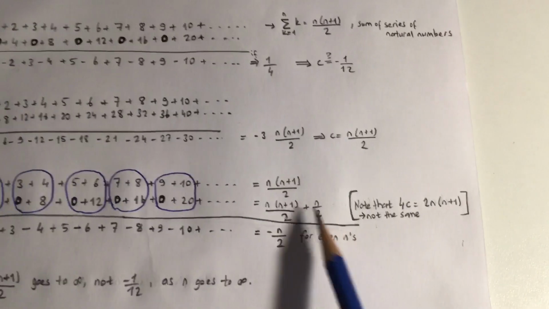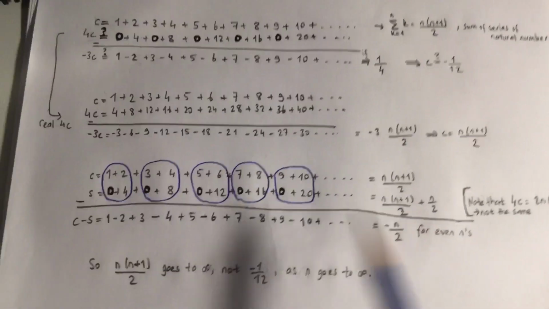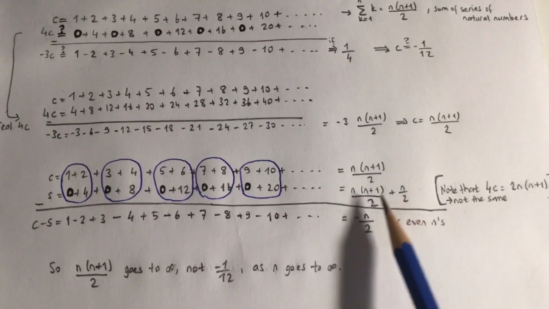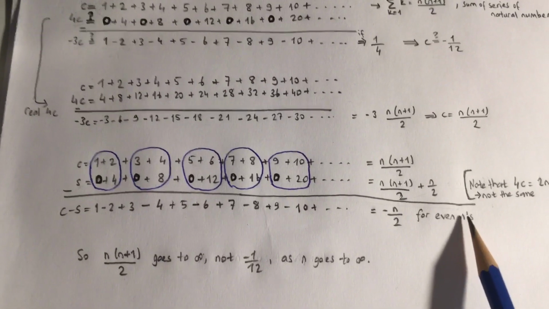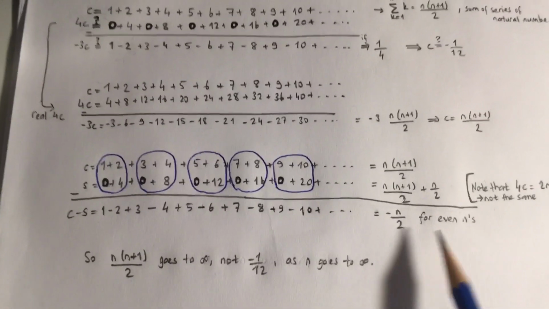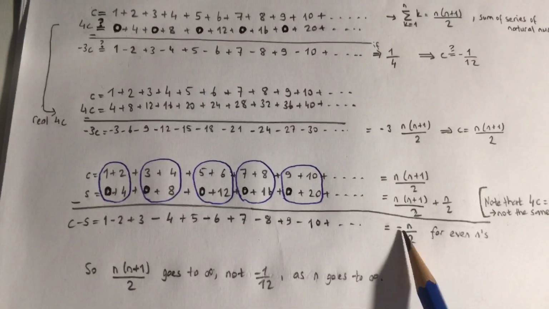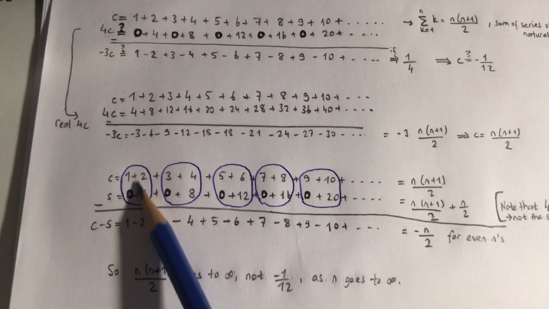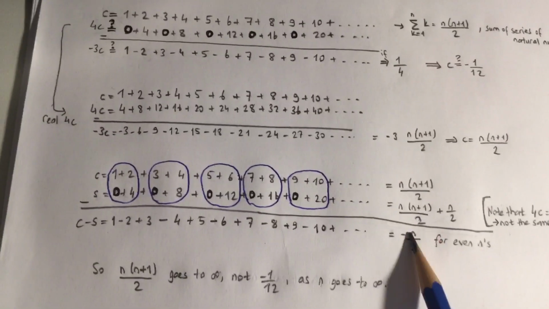So it's not 4c. What was real 4c? 4 times of that one. It should be that. And you see it's not equal. Then the summation is subtract this from this one. You see that it's n over 2 for even n's. So the difference of this is another thing, which is minus n over 2. Since this is greater in each group, you see that this series is greater, so it's a negative number.